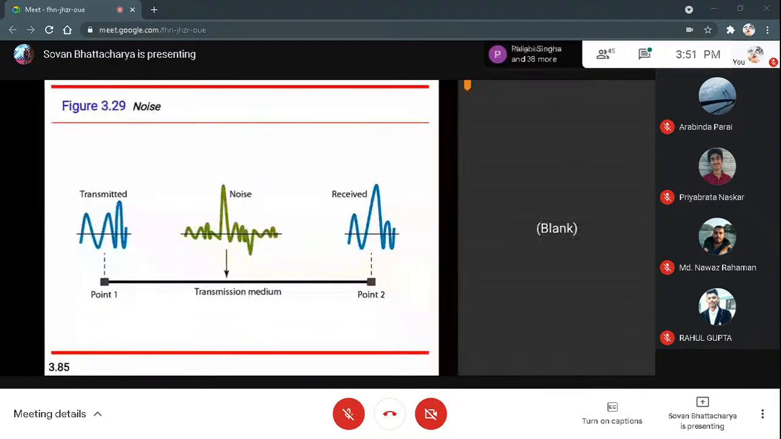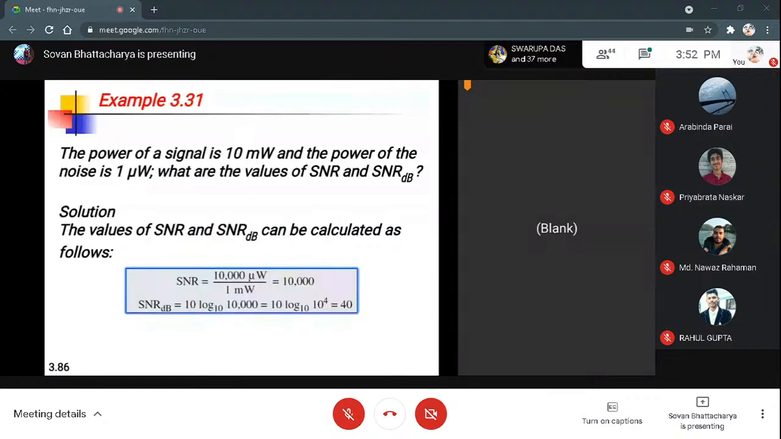Okay, so you see, this is actually the main signal, point one. Now due to noise, some problem, that is an unwanted signal, via any of the reasons, that may be the weather, that may be the transmission medium. The noise, that is the unwanted signal, will be added, and at point two the receiver receives the other signals. Now in the noise ratio, we have to calculate the different types, that is SNR or SNR dB.